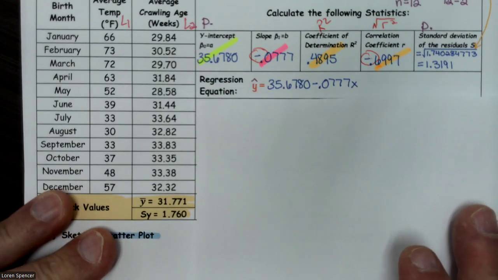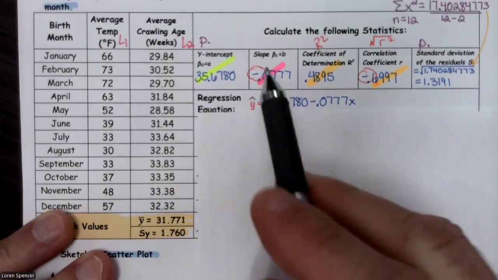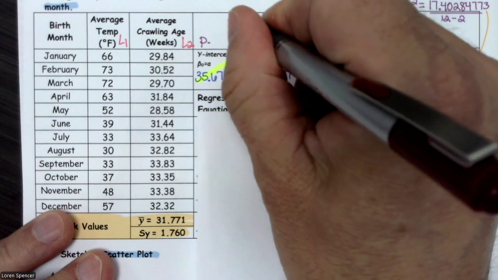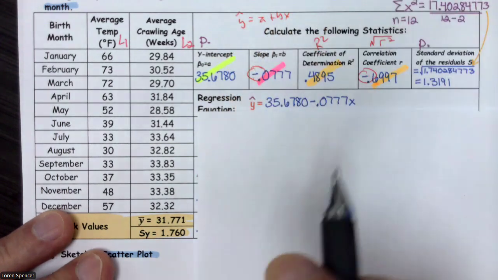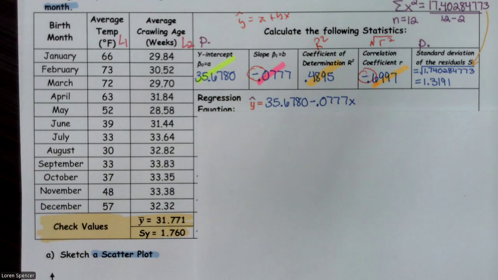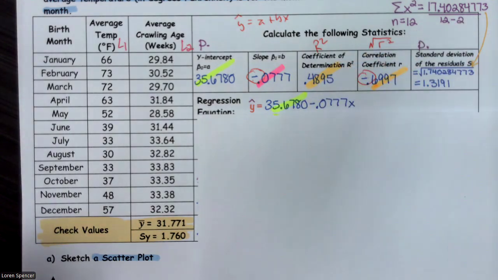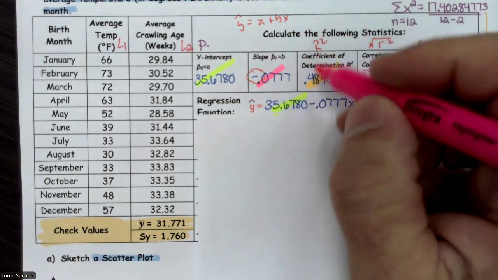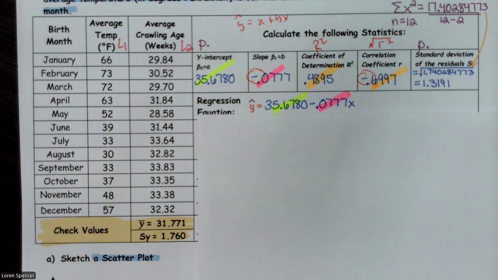The next thing it says is regression equation. Well, we've already said that the regression equation was simply y hat equals a plus bx. So we're just following along. y hat equals a plus bx. It just happens to be that we have a minus sign because our b happens to be negative.